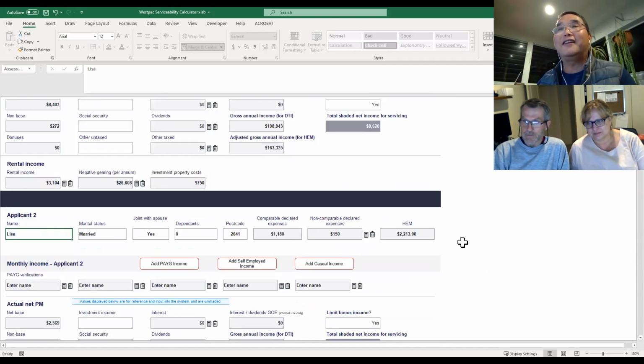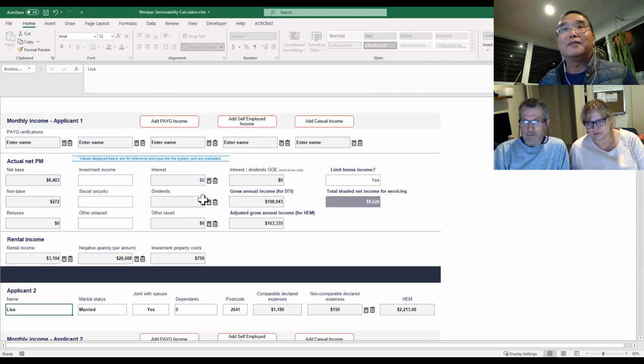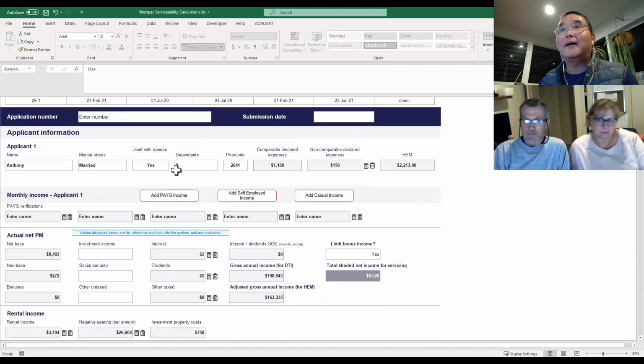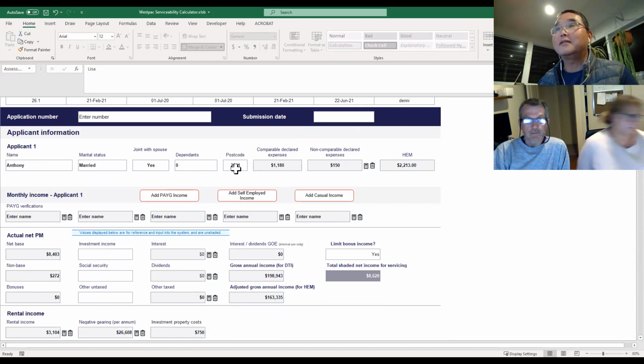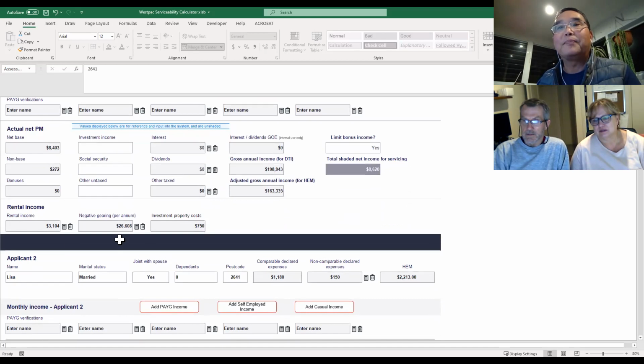Okay, let's get to the other areas. So now, no dependents. That's what a postcode. Else. No dependents living. No dependents. No pets. Yes. And the living expenses. I just do nominal living expenses, but they use HEM, but we don't need to go down to here. Now, this is rental income.